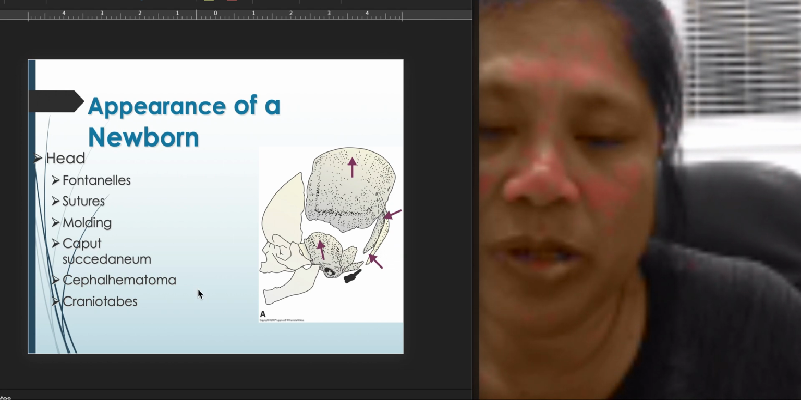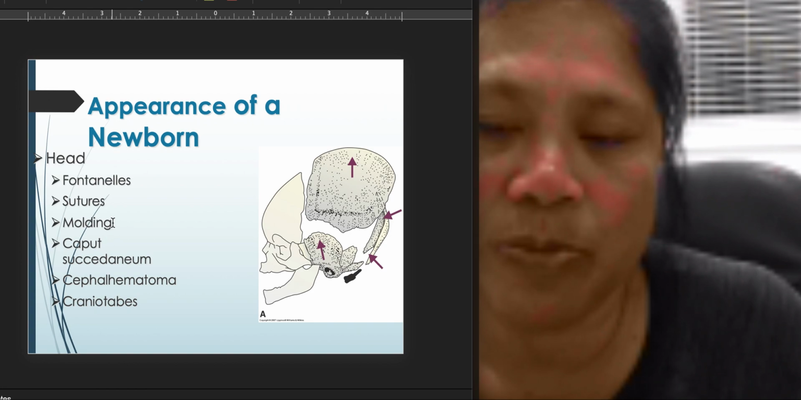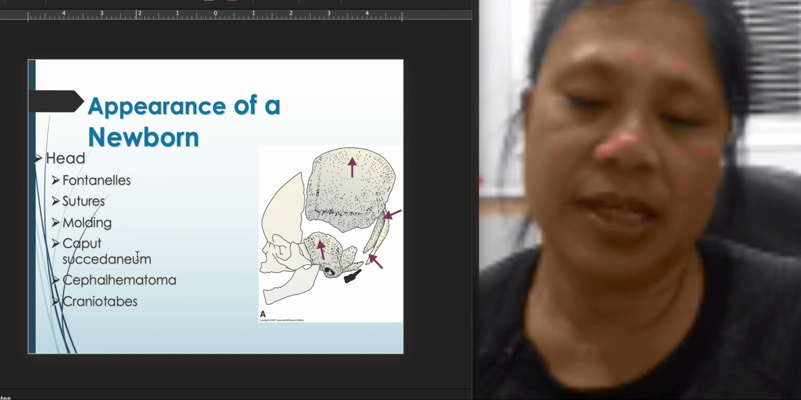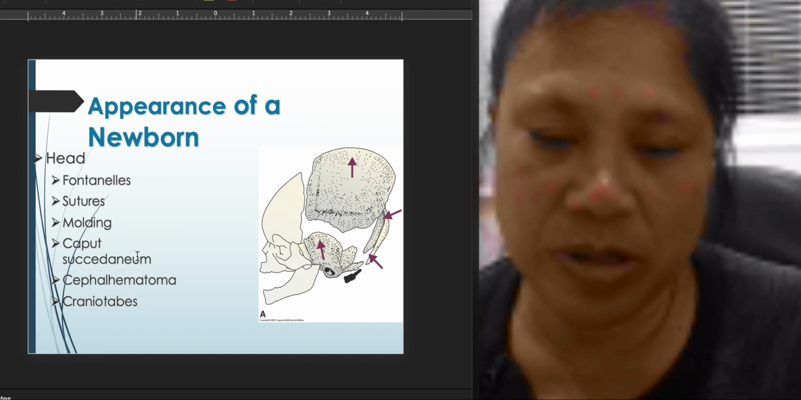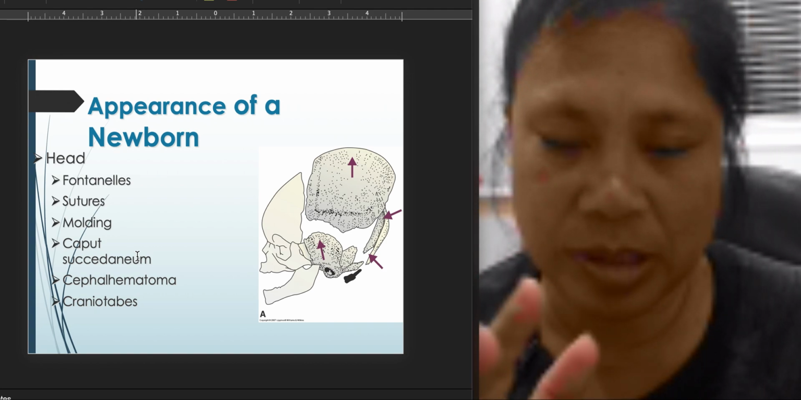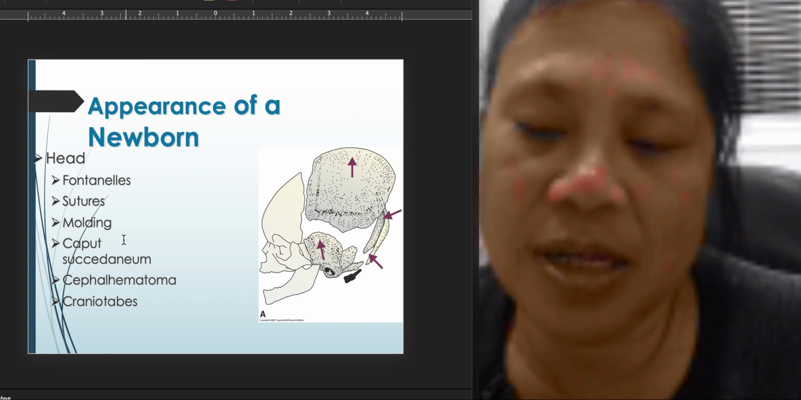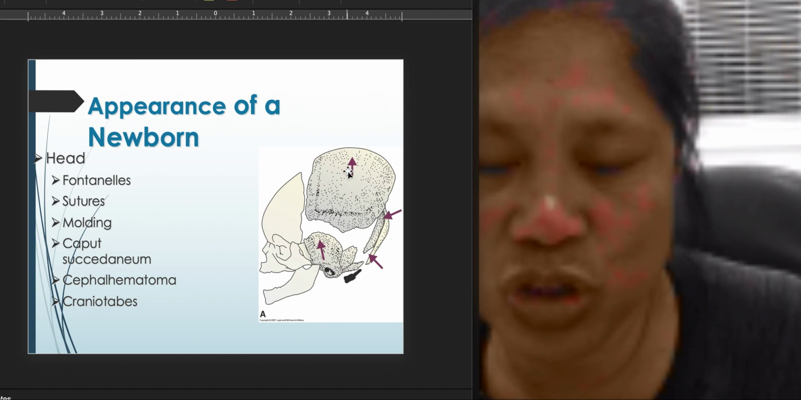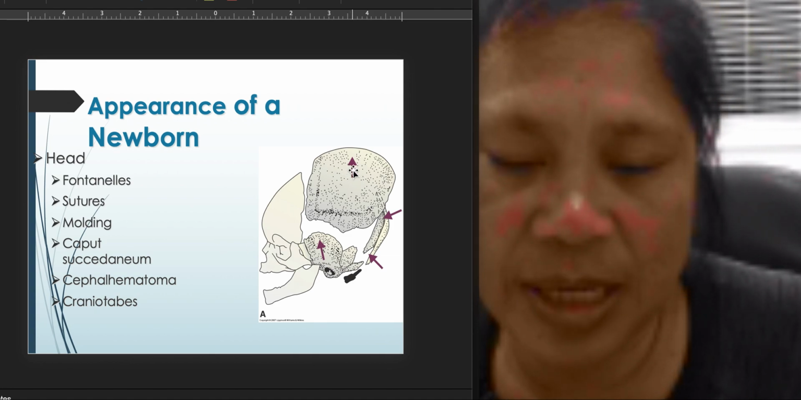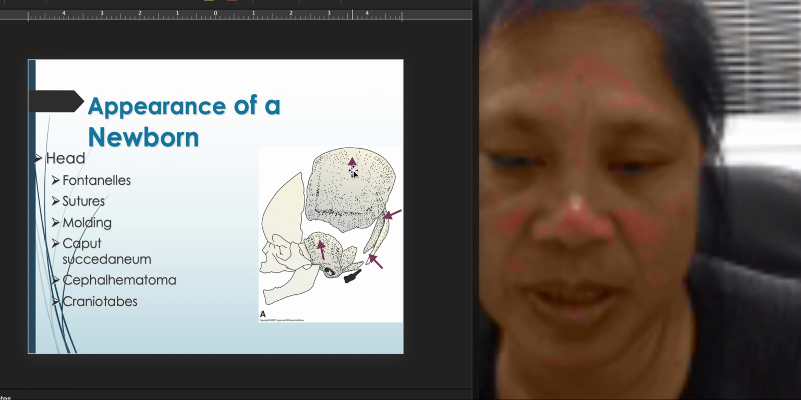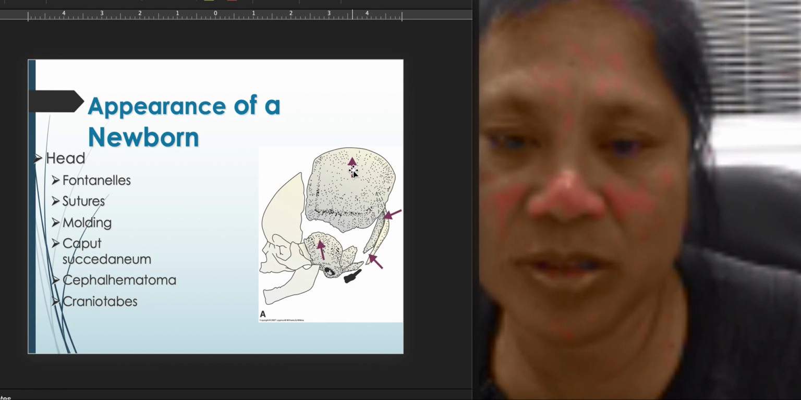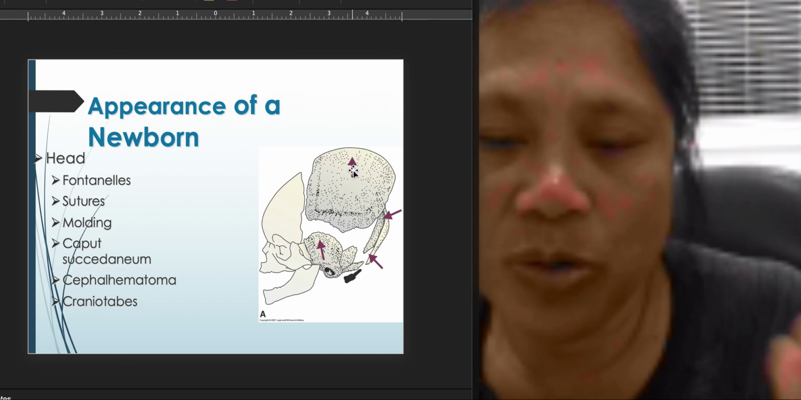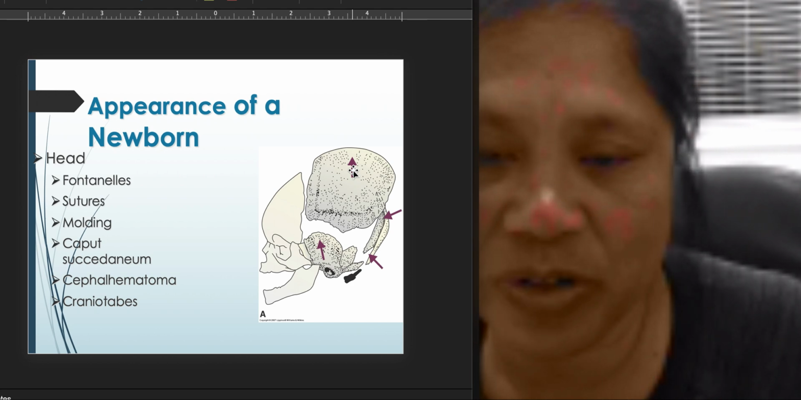And then we're going to look at the head in terms of whether it's molding, caput succedaneum, or cephalohematoma. Molding means the head is not quite round, just a little bit of molding. But caput succedaneum means they have this cone head appearance. Usually that happens when the laboring mom is pushing for a long period of time, and the head is stuck in the vaginal canal. So when they're finally born, they have this appearance of a cone head.